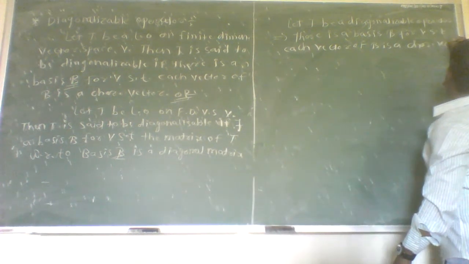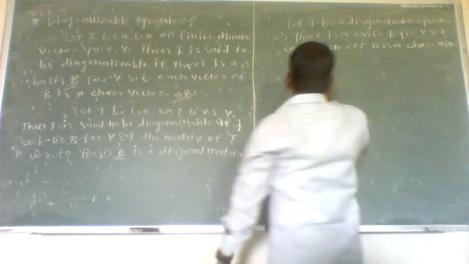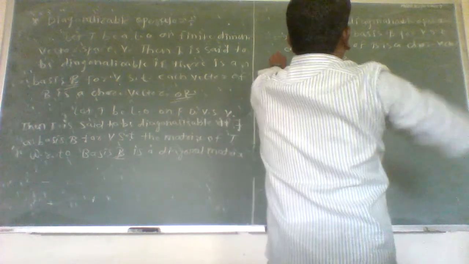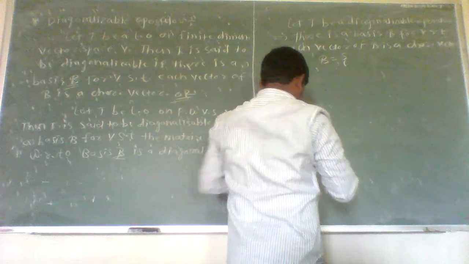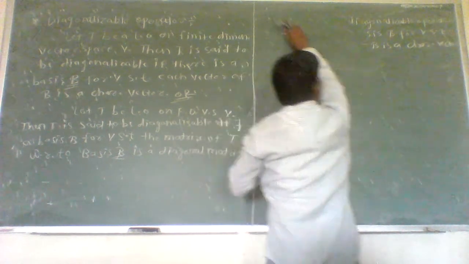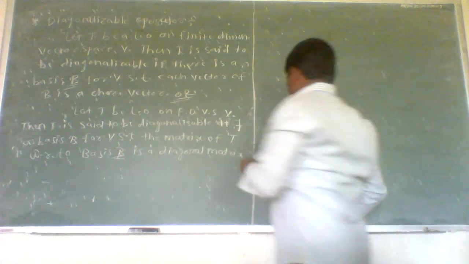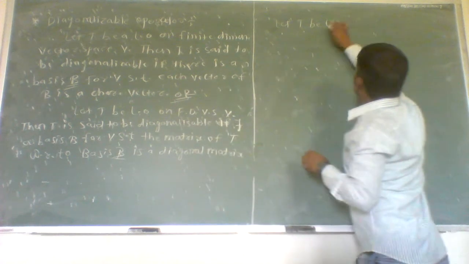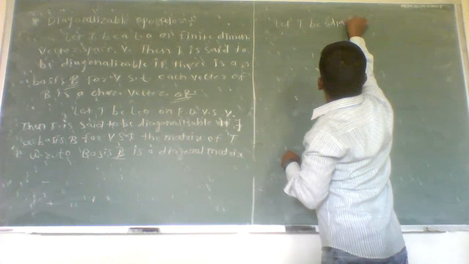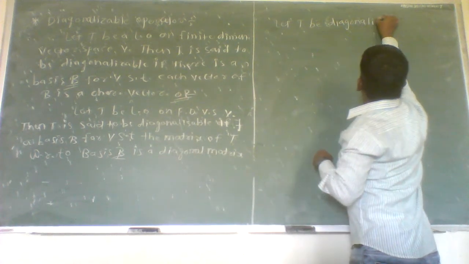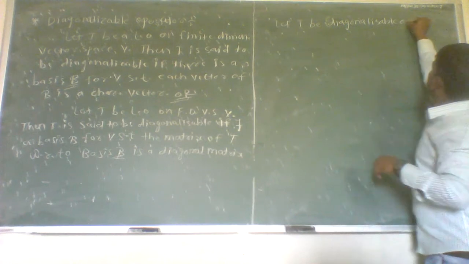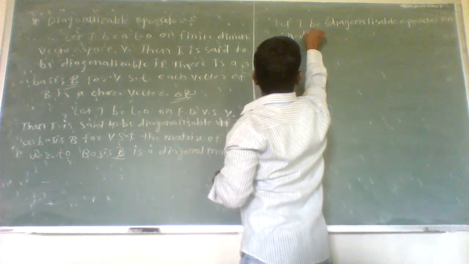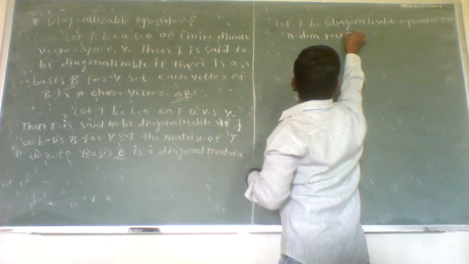As each vector is a characteristic vector, then from the definition of characteristic vector, let us take this as: let T be a diagonalizable operator on an n-dimensional vector space V. Let us take the dimension here, since we have to check whether its corresponding matrix is diagonal, and for that we require the dimension.